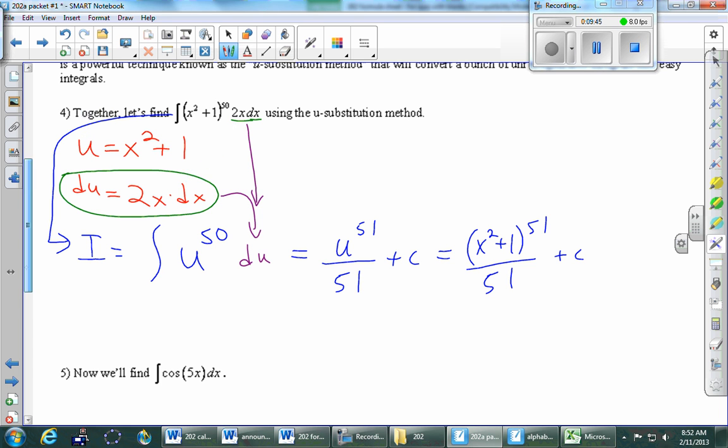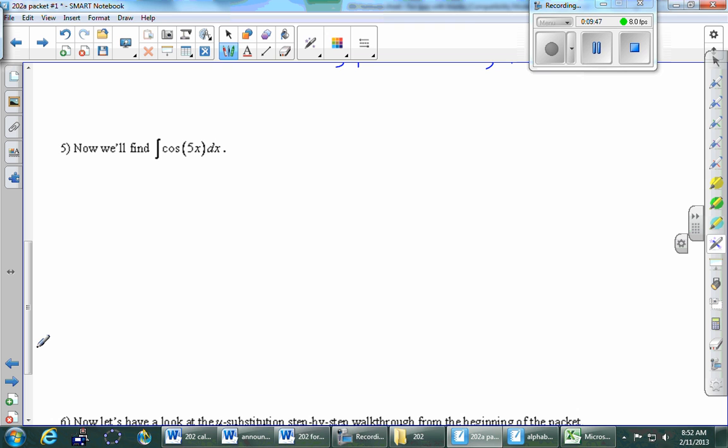All right, let's try number 5. Integral of cosine of 5x dx. Okay, first step, let u equal the stuff in the parentheses. So u is 5x.